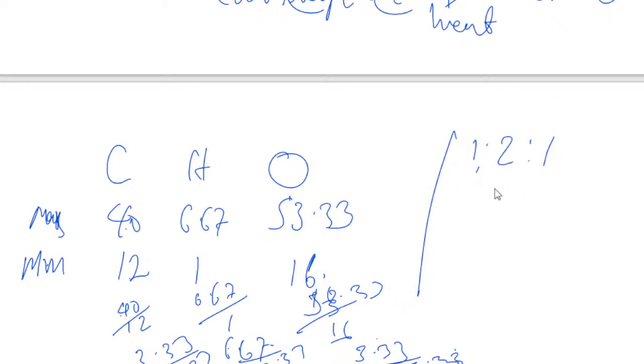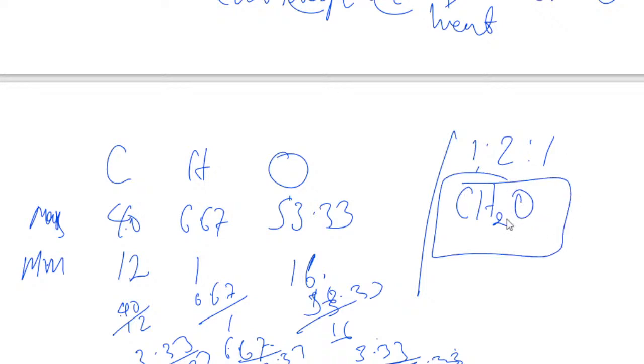So now what does it mean? It means that carbon is 1, hydrogen is 2, and oxygen is 1. So that is the empirical formula.